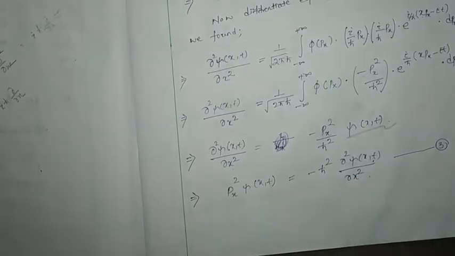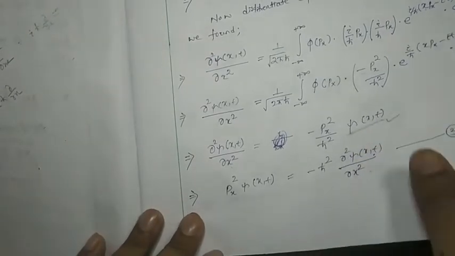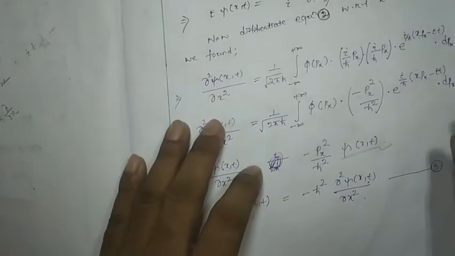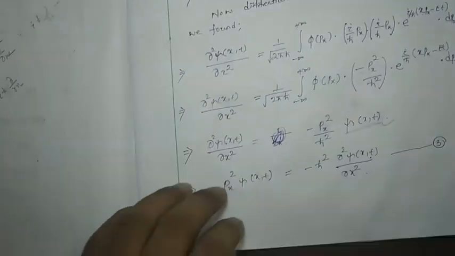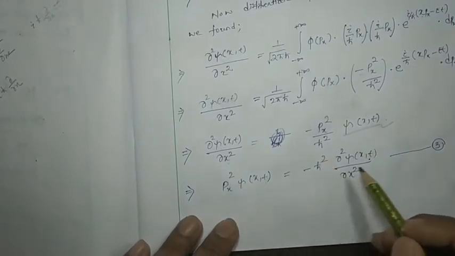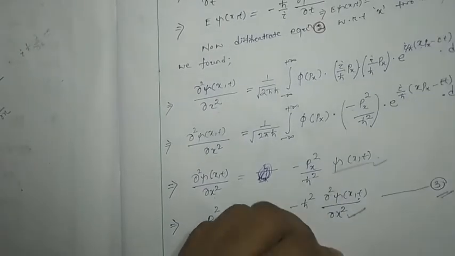So here I am going to add something, suppose, okay, we are going to discuss later. So we found that p_x square psi(x,t) is equal to minus h cross square del square psi(x,t) by del x square. Let this be equation number 3.